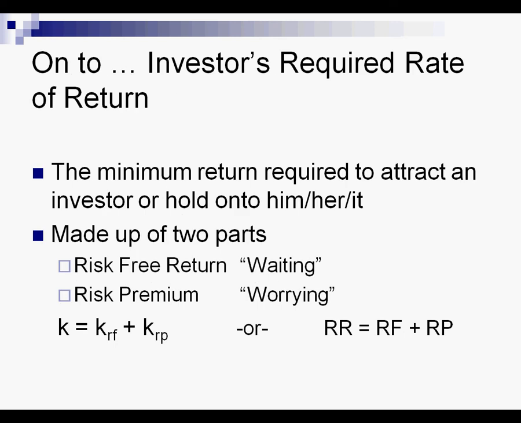Now, on to investors' required rate of return. There are two pieces of an investor's required rate of return. The first is the risk free rate, and that's the amount of money they get just for waiting for their money. The second piece is the risk premium, and that's the amount of money that they get related to the risk associated with your stock. And the book, I think, refers to that as the worrying portion of the return. As you can see, we have two different representations of the formula, and you'll be able to choose whichever one you like best.